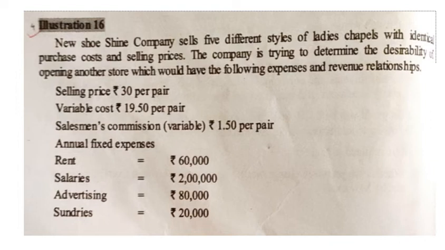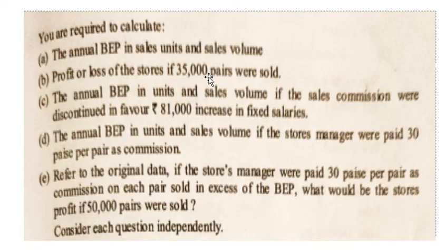You are required to calculate the annual break-even point in sales units and sales volume, so both units as well as sales volume are supposed to be calculated. Profit or loss of the store if 35,000 pairs were sold. The annual break-even point in units and sales volume if the sales commission were discounted in favor of rupees 81,000 increase in fixed salaries. The annual break-even point in units and sales volume if the store's manager were paid 30 paise per pair as commission.